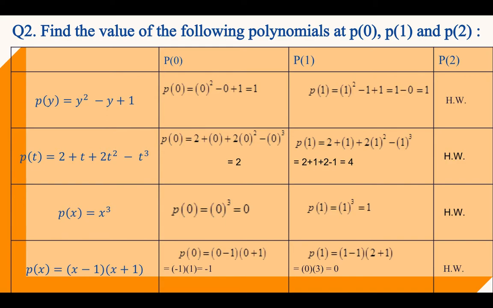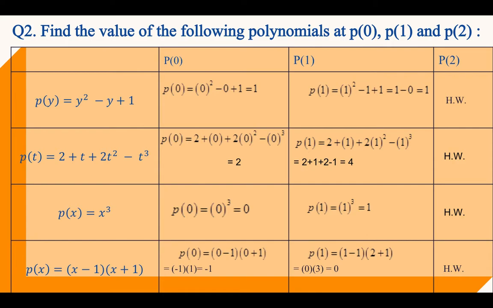So p(0) is equal to y squared minus y plus 1, which means 0 squared minus 0 plus 1. So this is equal to 0 minus 0, which is 0 only, so you are left with 1. Now I'll put the value of y as 1, because we have to find p(0), p(1) and p(2).